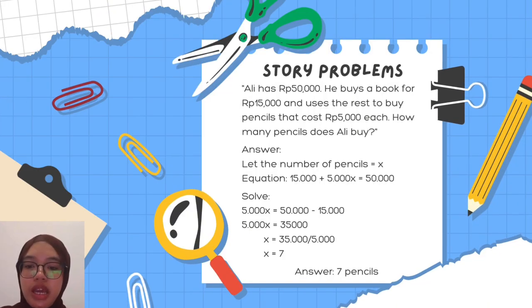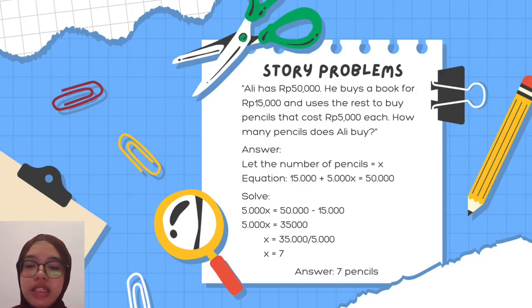For the next example question, we have a story problem. Ali has 50,000 rupiah and he buys a book for 15,000 rupiah and uses the rest to buy pencils that cost 5,000 rupiah each. How many pencils does Ali buy?